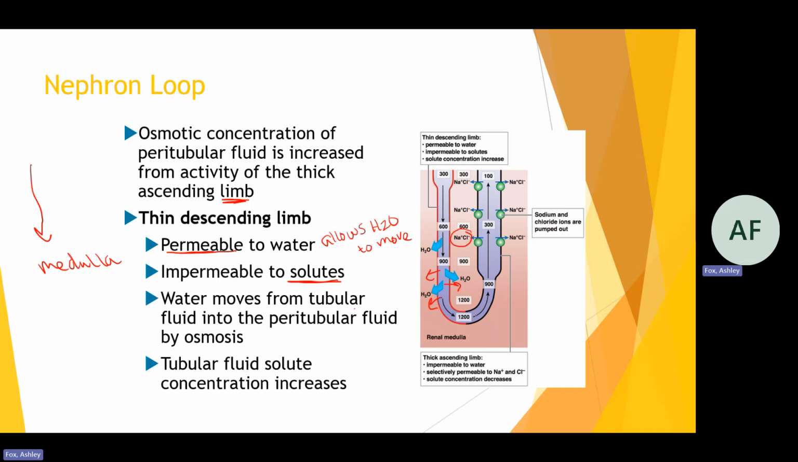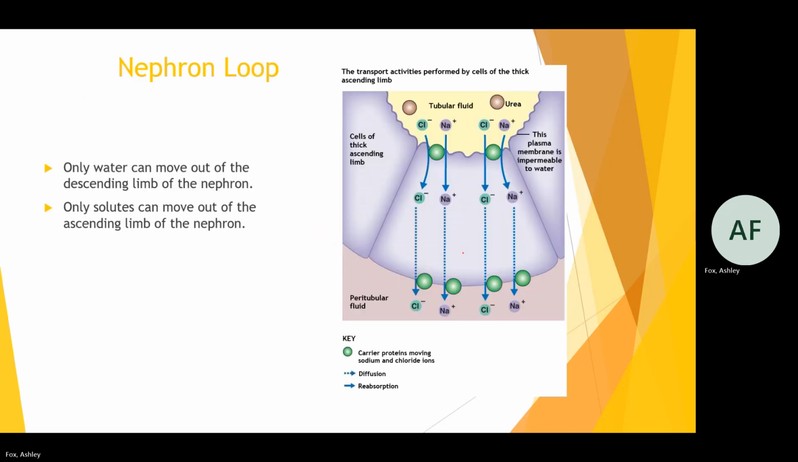Again, as water is leaving, the highest solute concentration of the tubular fluid is going to be at the bottom. And then as you get rid of more sodium and chloride, you're going to decrease the solute concentration. So you're going to increase it and then decrease it again. So again, only water can move out of the descending limb of the nephron. Only solutes can move out of the ascending limb. Just making that osmotic gradient, because what does the nephron loop do? Water reabsorption. So it's going to increase urine concentration. Less water.